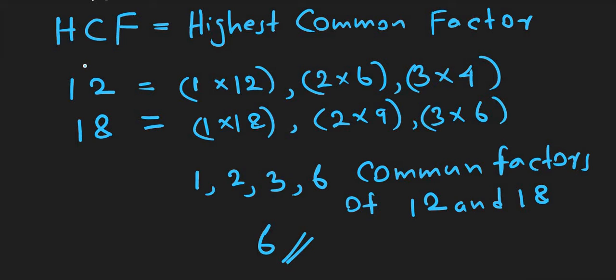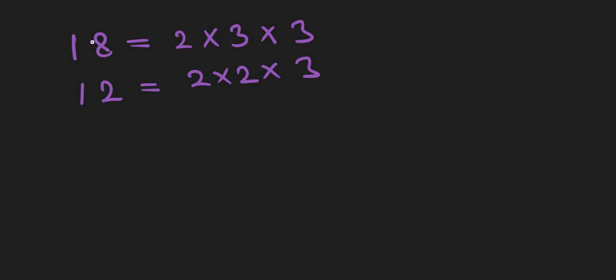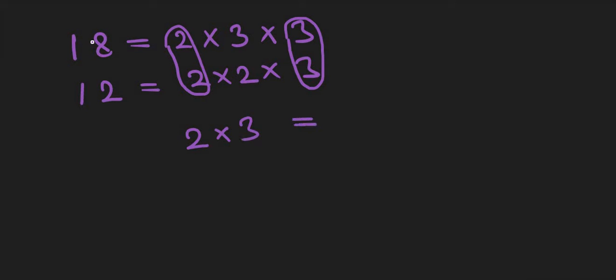However, the highest common factor of 12 and 18 can be obtained directly from their prime factorization. Let's see how we can do that. Prime factors of 18 are 2 into 3 is 6, 6 into 3 is 18. Prime factors of 12 are 2 into 2 into 3. Therefore, we have 2 which is common to both numbers, and 3 which is common to both numbers. We simply multiply 2 by 3, which is 6, and therefore we get the highest common factor of 12 and 18 as 6.